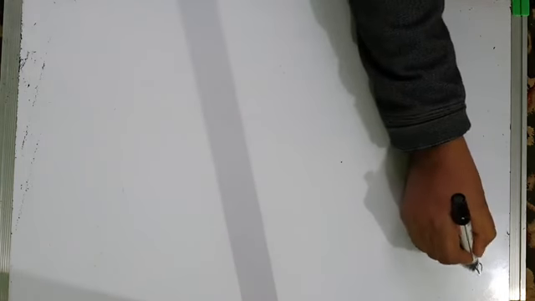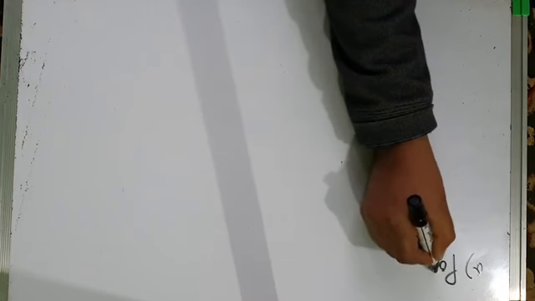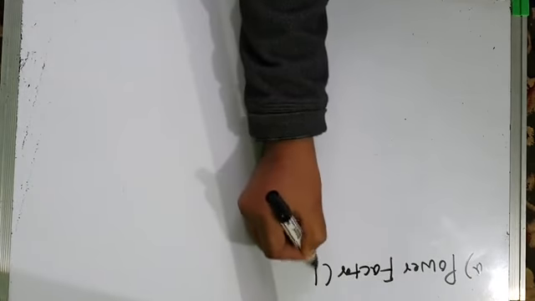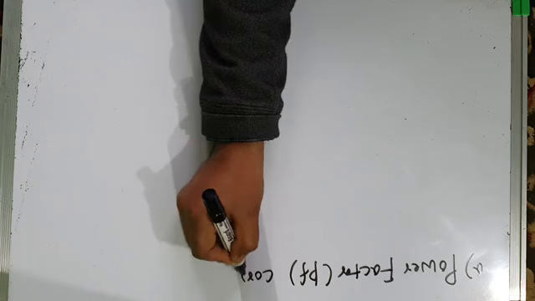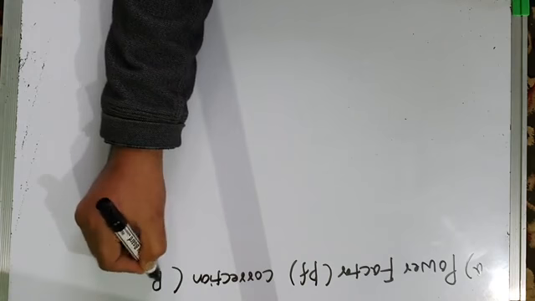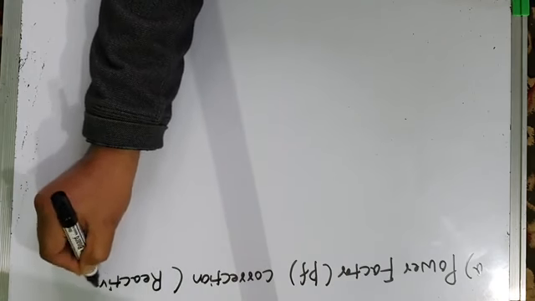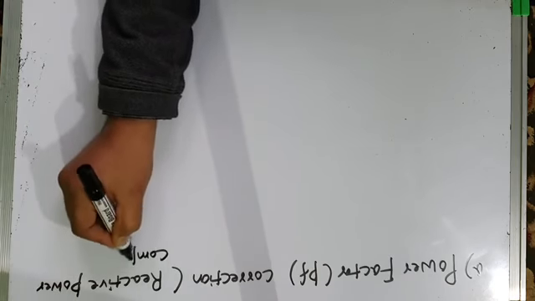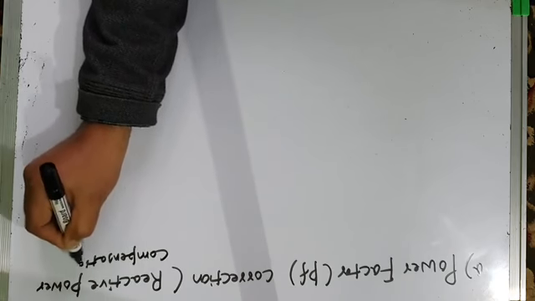First case is to correct the power factor, and second case we will later on take, maybe in next lecture, to improve the voltage regulation of the load. So we will today take first case, that of power factor correction, that is PF correction. PF correction is also called reactive power compensation. So this is the aim.